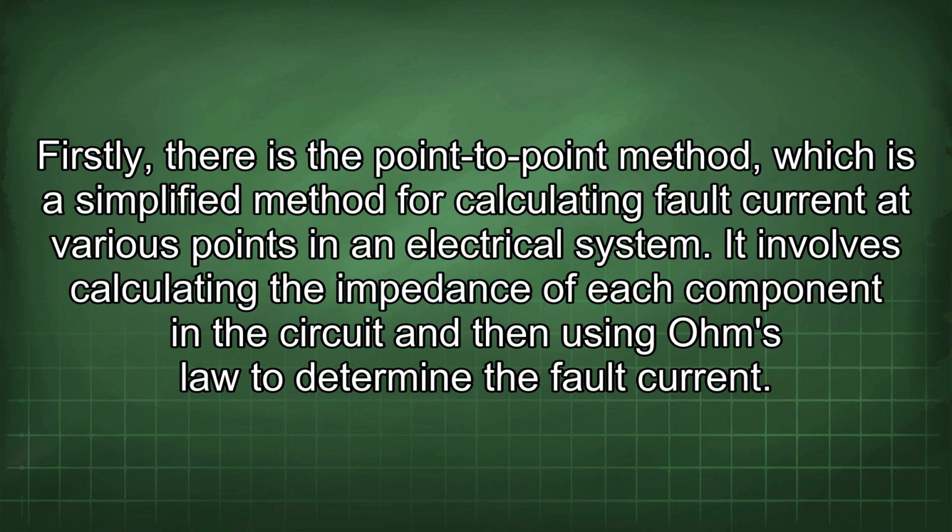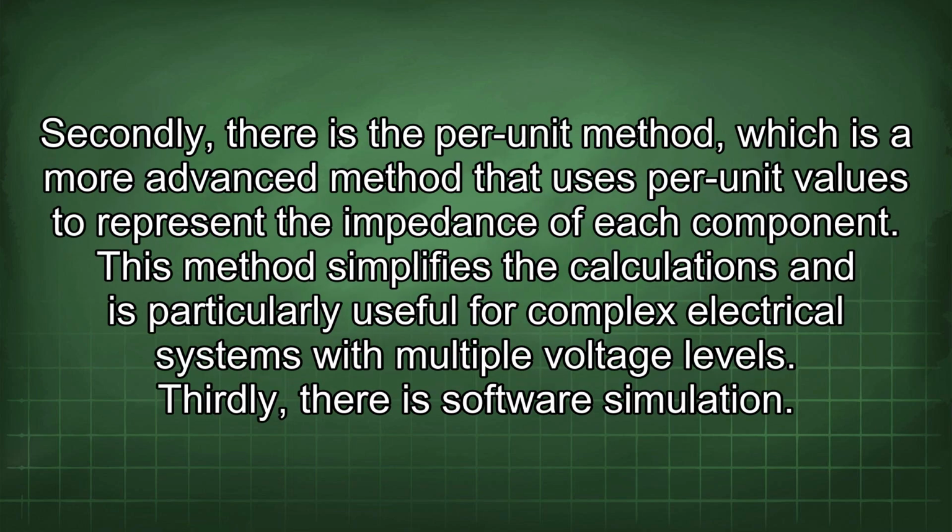Firstly, there is the point-to-point method, which is a simplified method for calculating fault current at various points in an electrical system. It involves calculating the impedance of each component in the circuit and then using Ohm's law to determine the fault current. Secondly, there is the per-unit method, which is a more advanced method that uses per-unit values to represent the impedance of each component. This method simplifies the calculations and is particularly useful for complex electrical systems with multiple voltage levels.